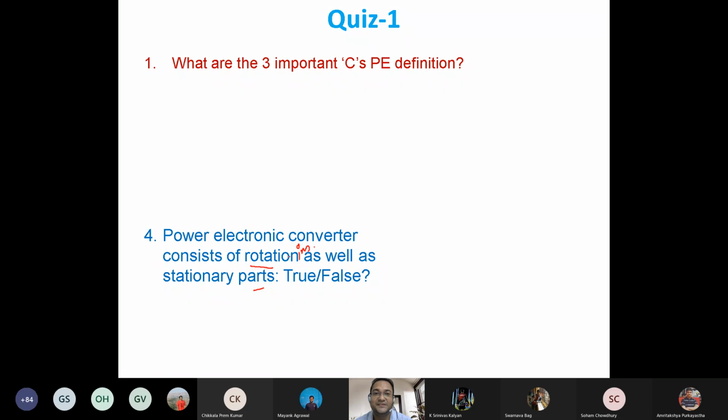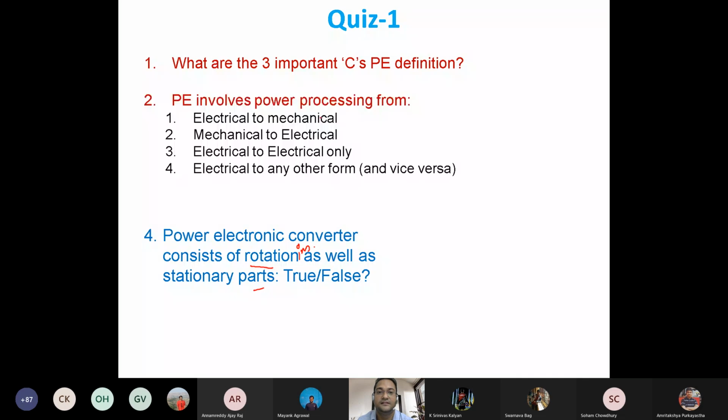What are the three important C's that we discussed? Conversion, control, and conditioning. Okay. Is very clear. Okay. This one. Electrical to electrical. Very good. We are basically warming up, huh? This morning class and these are very easy questions.